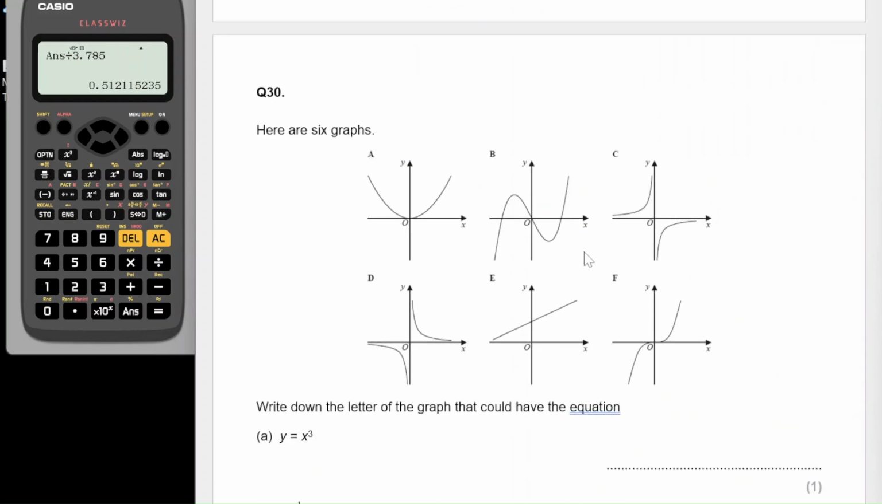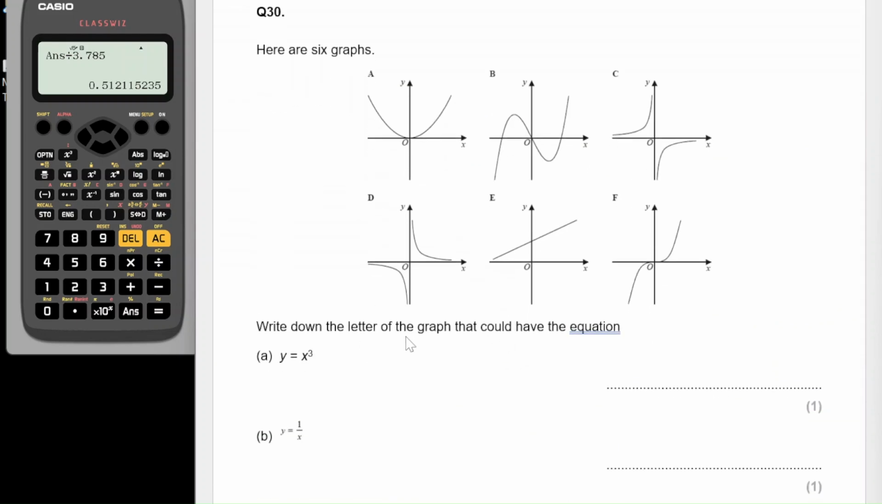Question 30. Here are 6 graphs. Write down the letters which the graph could have the equation y is equal to x cubed. So we're looking for a wave. So that is going to be actually graph F. So these are both positive waves. However, this would have more to it than just x cubed.